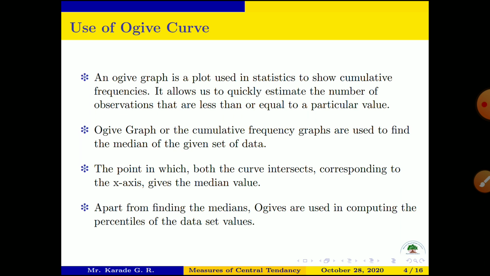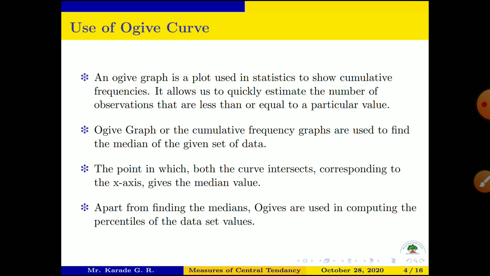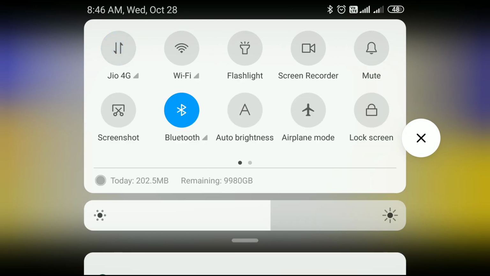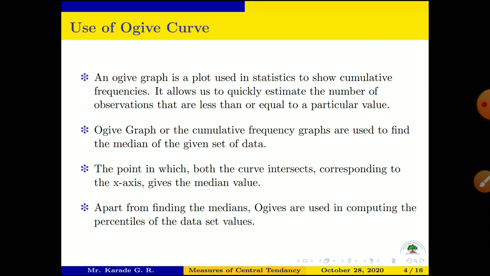Apart from finding the median, Ogives are used in computing the percentiles of the data set values, as well as for finding quartiles, deciles, and percentiles also.